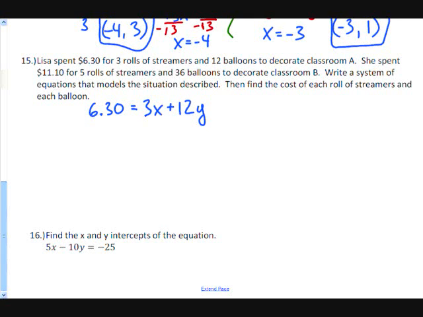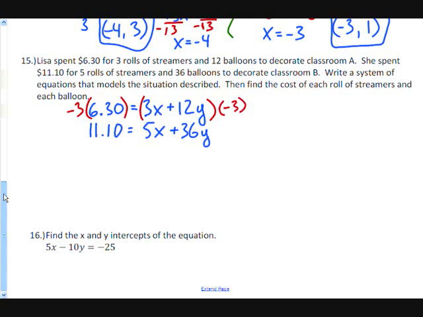In the next classroom, she spent $11.10, and she bought 5 rolls of streamers, so 5x, plus an additional 36 balloons, which is 36y. And so this is the system of equations I want to set up. Now I want to solve to find out how much each of these costs. It's set up nicely for elimination. I'm going to multiply this first equation by negative 3 to eliminate the y's.